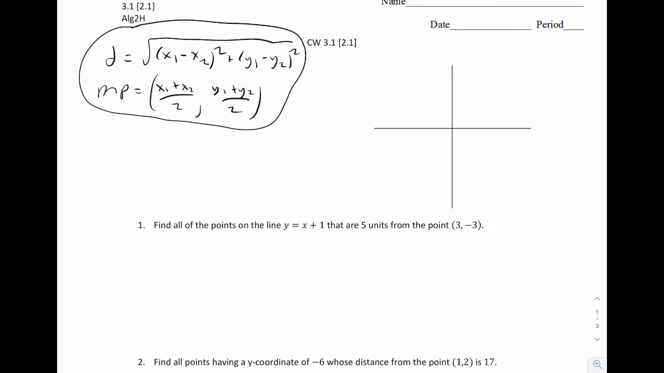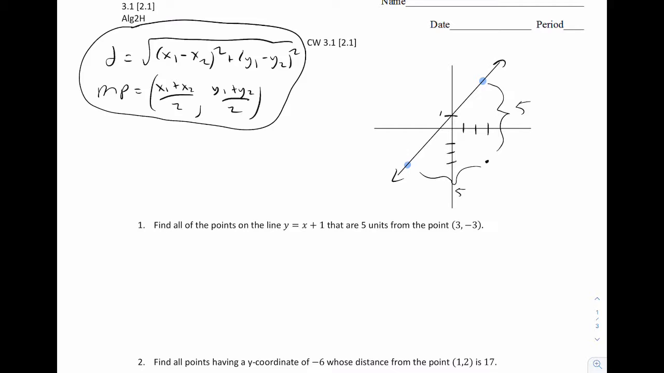So y equals x plus 1, the y-intercept would be 1, and this line would be something like this. We're looking for the points that are exactly 5 units away from 3, negative 3. So 1, 2, 3, 1, 2, 3. And we're looking for points 5 units away. So let's just eyeball, over here and over here. That could be 5 and that could be 5. We don't really know, but that's the idea.